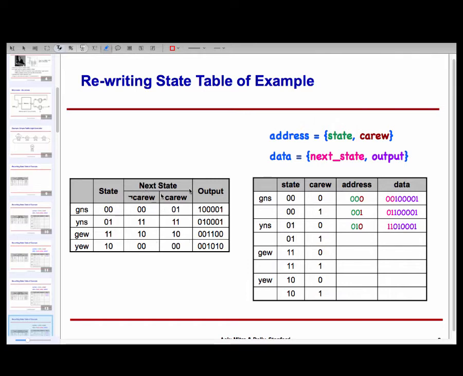But the nice thing is that once I have this memory with these contents, it acts like the combinational logic I wanted. I give it the input, state and car east-west, and it gives me the output, next state, and the actual output to the system. So it's a very cheap, quick, dirty way of making combinational logic, but we start thinking of it as address and data. Address is the value of the inputs to the combinational logic, and the data is the output values coming out of the combinational logic.